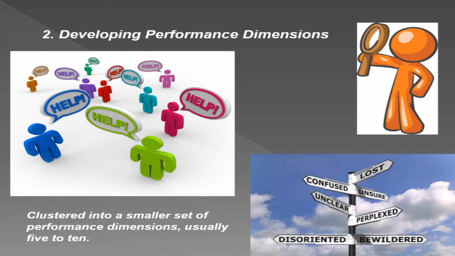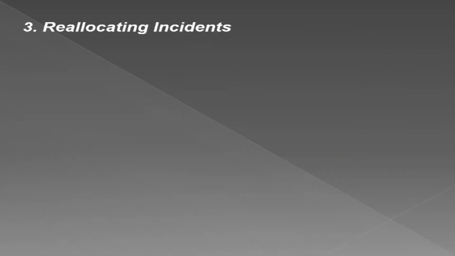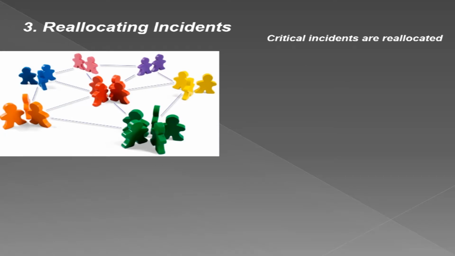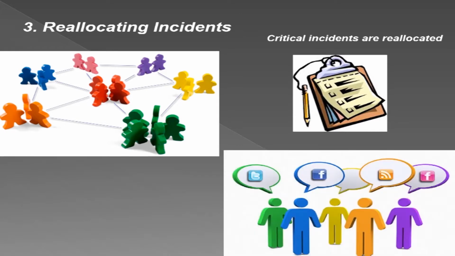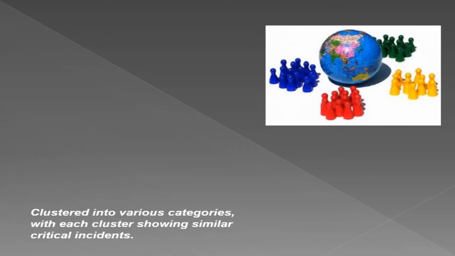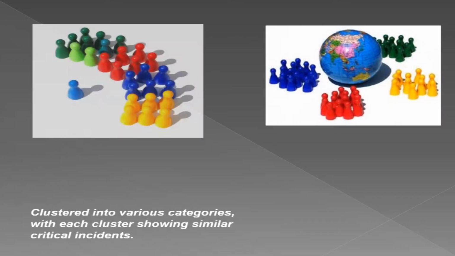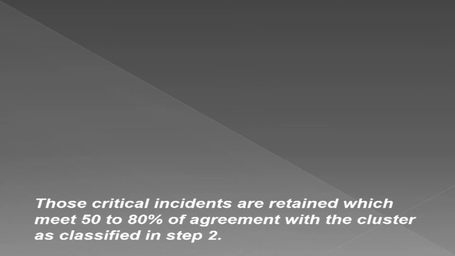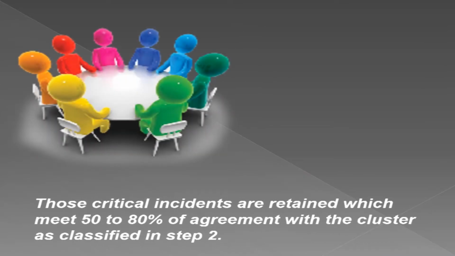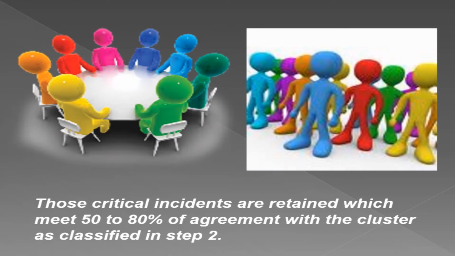The third step is reallocating incidents. Various critical incidents are reallocated to dimensions by another group of people who also know the job in question. Various critical incidents so reallocated to original dimensions are clustered into various categories, with each cluster showing similar critical incidents. Those critical incidents are retained which meet 50 to 80% of agreement with the cluster as classified in step 2.